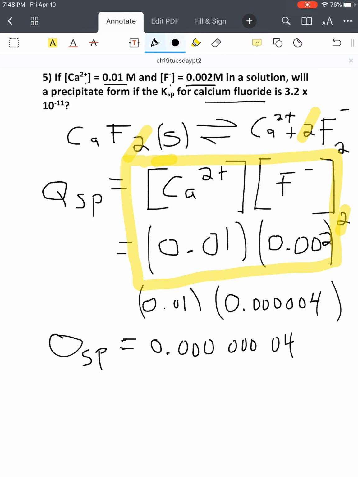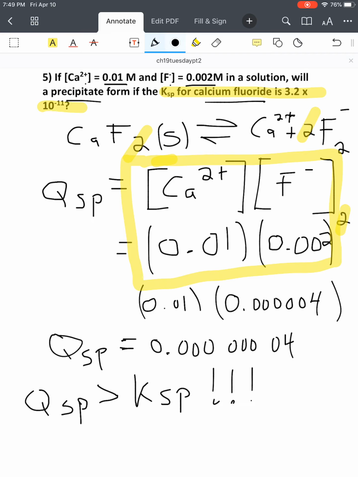Now, what do I do with this? I want to ultimately figure out whether a precipitate will form. To help me do that, I have to compare QSP with the value of KSP. Now in the problem, I read that the KSP is 3.2 times 10 to the minus 11th. It's a very small KSP. So in this case, my QSP is quite a bit greater than my KSP, isn't it? And what did that mean in terms of equilibrium shifts? We studied that leading up to the last exam, didn't we?